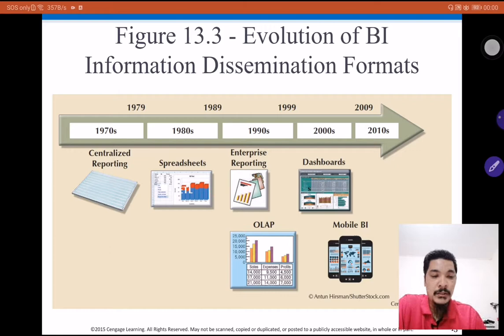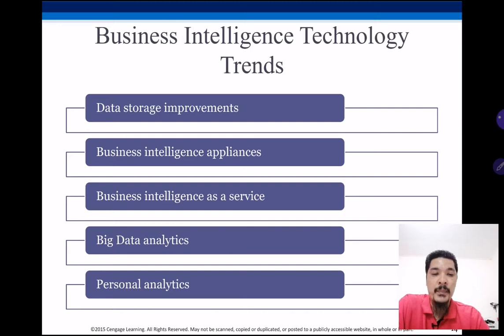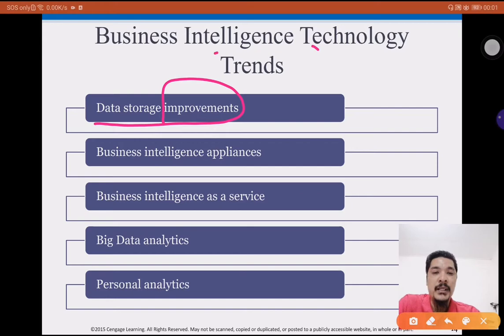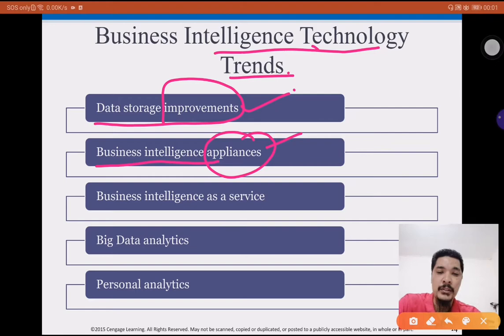Next. Business intelligence technology trends. I think you all have to read this one later. These are points that are basically related to the test and so on. Number one, data storage improvement. When we talk about BI technology, of course we can improve the data storage. Number two, business intelligence appliances. In this case, maybe apps, maybe software and so on. And the third one, business intelligence as a service. Before this we talked about product, but this is a service.